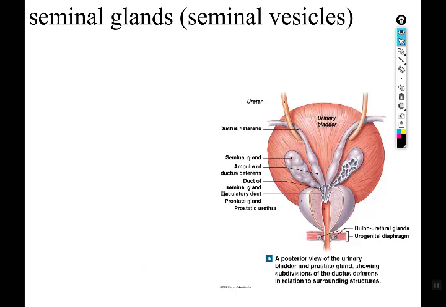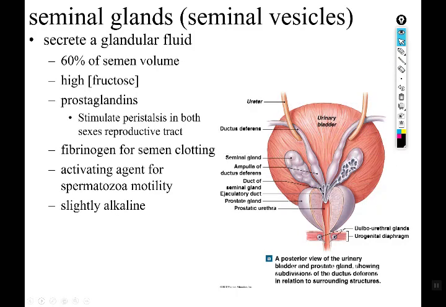So the secretions of the seminal gland, or seminal vesicles, consist of a variety of different things, and we'll go through them because each of them has a very specific function. These also contribute the largest amount of fluid volume to the semen. So the concentration of fructose in the seminal vesicle secretions is high, and this is of course to nourish the spermatozoa. So let's write.